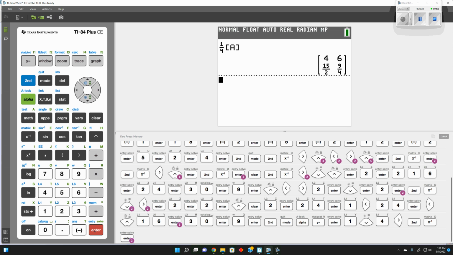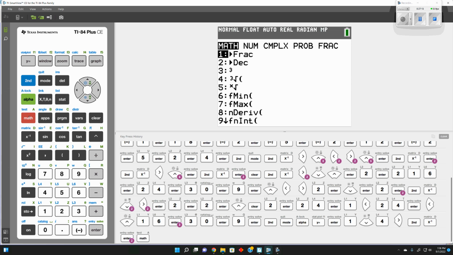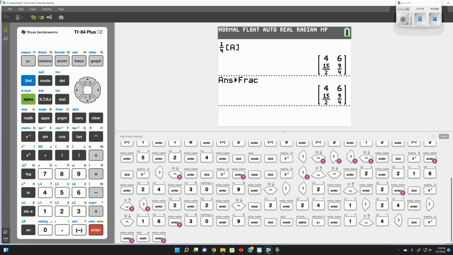Now, one thing I will say: if you give one of the answers, if it comes out as a fraction, like with these here, put them all in fractions. Okay? Don't give me 4, 6, 15 halves, and then 2.25. If you put one as a fraction, put them all as a fraction. If you put one as a decimal, put them all as a decimal. Isn't there a way to pick up the other decimal? Yes, math, and the first one, FRAC, hit enter, enter, and it'll change it.